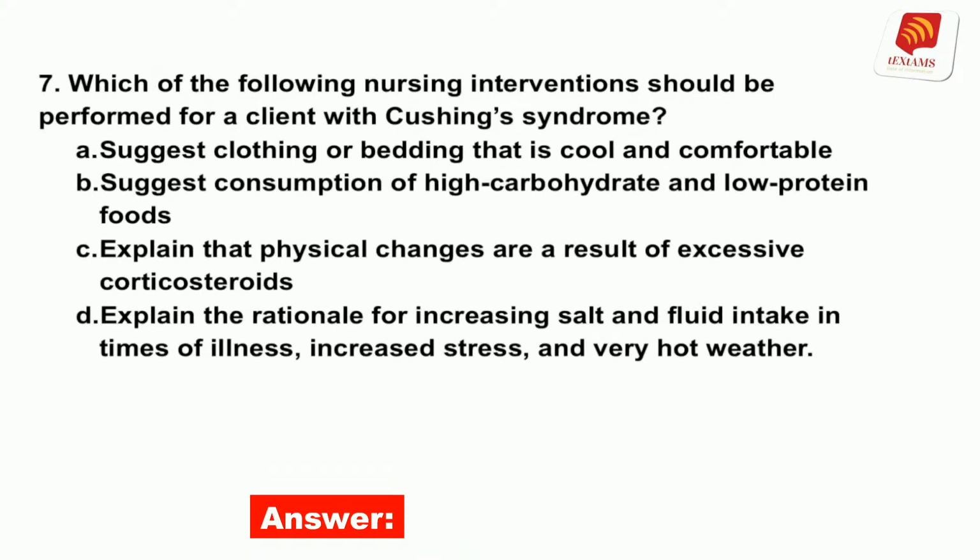Number 7. Which of the following nursing interventions should be performed for a client with Cushing syndrome? A. Suggest clothing or bedding that is cool and comfortable. B. Suggest consumption of high-carbohydrate and low-protein foods. C. Explain that physical changes are a result of excessive corticosteroids. D. Explain the rationale for increasing salt and fluid intake in times of illness, increased stress, and very hot weather.